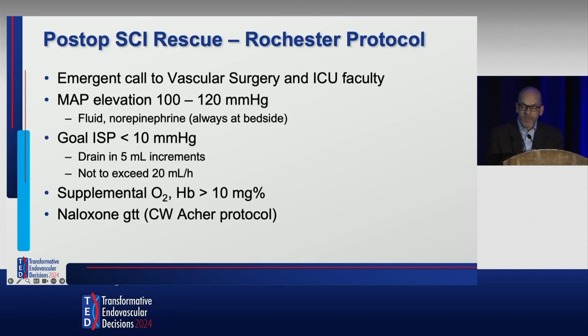So what happens if you actually have a spinal cord event at our institution? Well, we have an emergent call, obviously, to the vascular surgery and the ICU faculty. MAP elevation to 100 to 120 millimeters of mercury with fluid and Levophed. And with the goal ICP of less than 10, we drain in 5 ml increments, and we do not drain more than 20 cc's in an hour. We start supplemental oxygen and again transfuse as needed. And we start the CSF active protocol with naloxone.